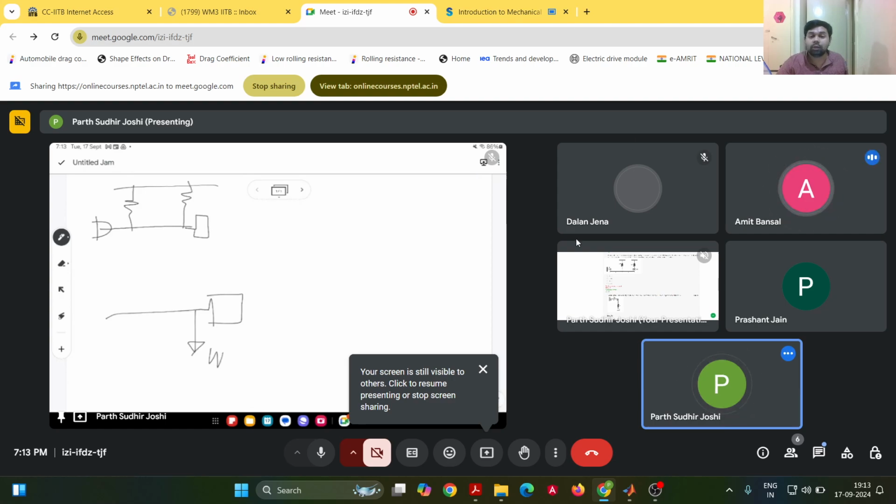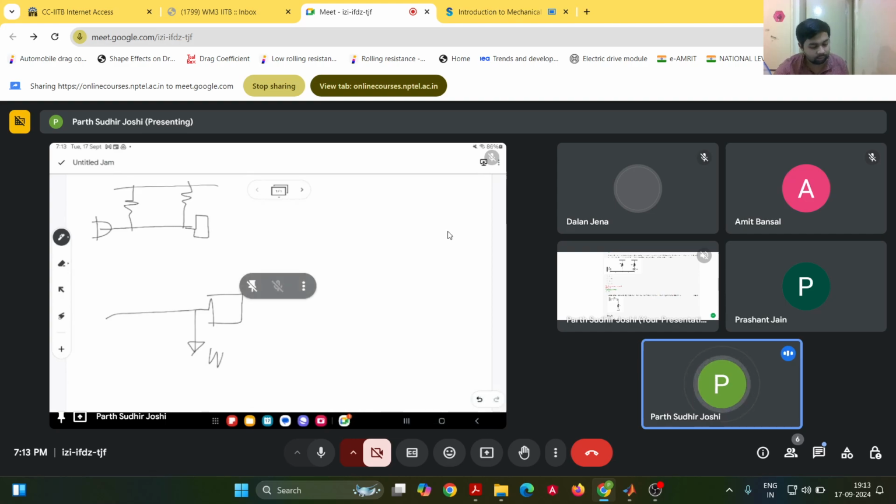Yes, sir, because it is massless. No, not massless. If the rod is massless, that is okay, but there is also a point mass attached at the end, right? So there is also a point mass attached at the end.